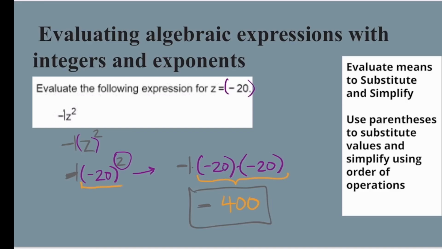So same thing over here. A negative number squared is going to give us a positive 400, and if we have that -1 in front, which is not part of that exponent, that would have to be multiplied. So the answer is -400.